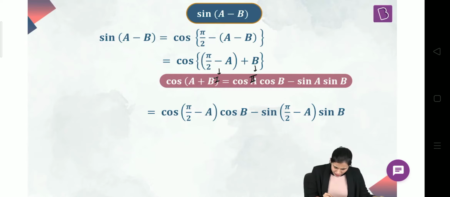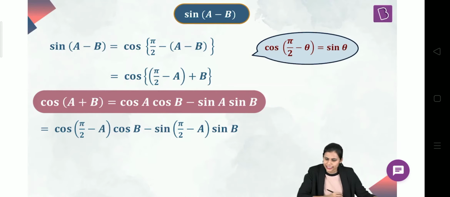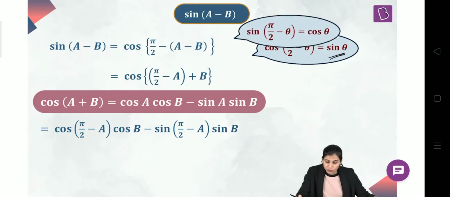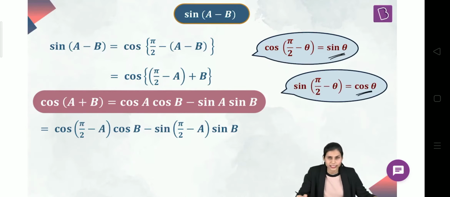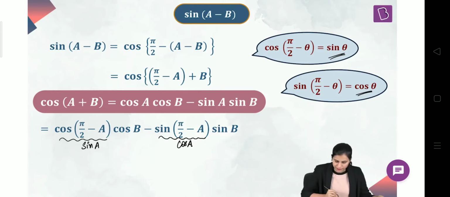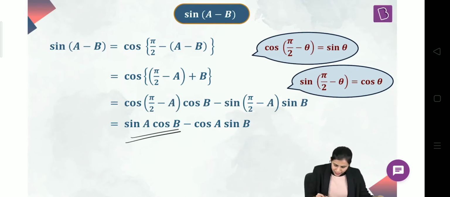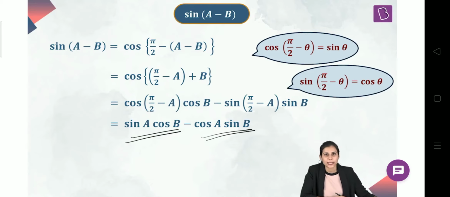Yes. Now in here I have cos of 90 minus A. Here I have sine of 90 minus A. Well, I know cos of 90 minus theta is sine theta. And I also know sine of 90 minus theta is cos theta. We've learned all this in allied angles, okay? So I'm assuming your concepts about trigonometric ratios of allied angles are extremely clear. Based upon this, I'm going to replace this by sine A and replace this by cos A. When I do that, what am I left with? I'm left with sine A cos B minus cos A sine B.